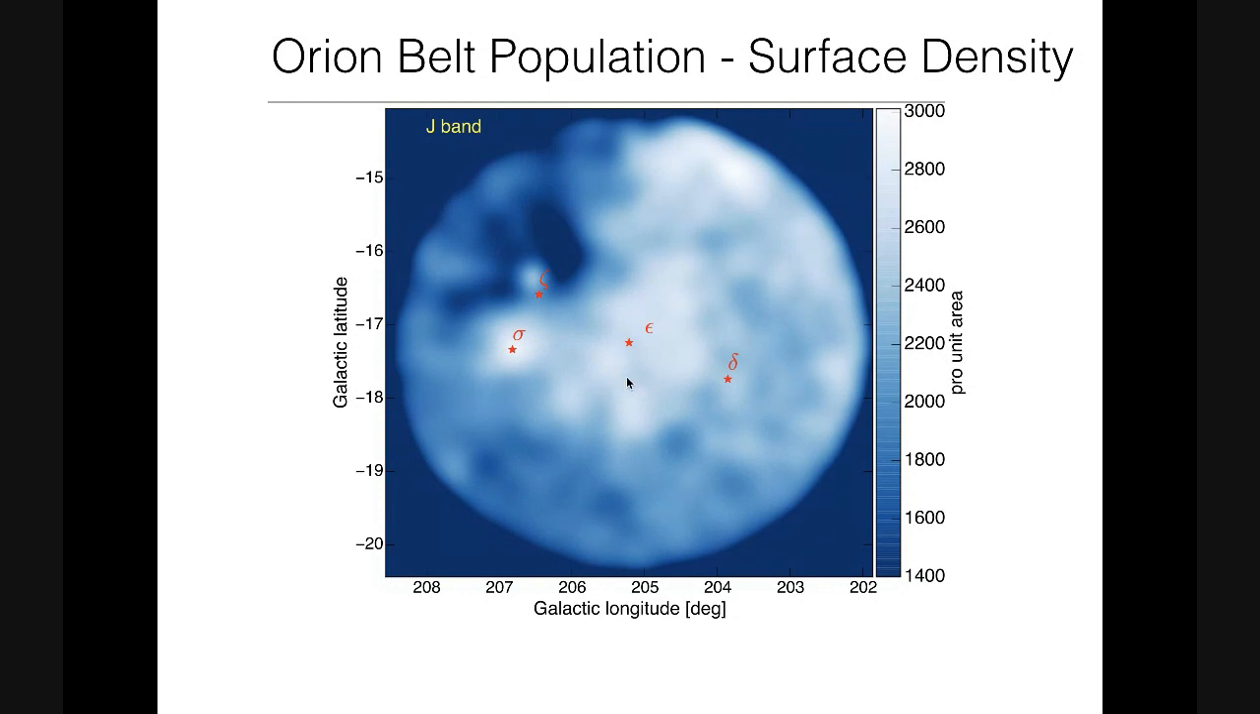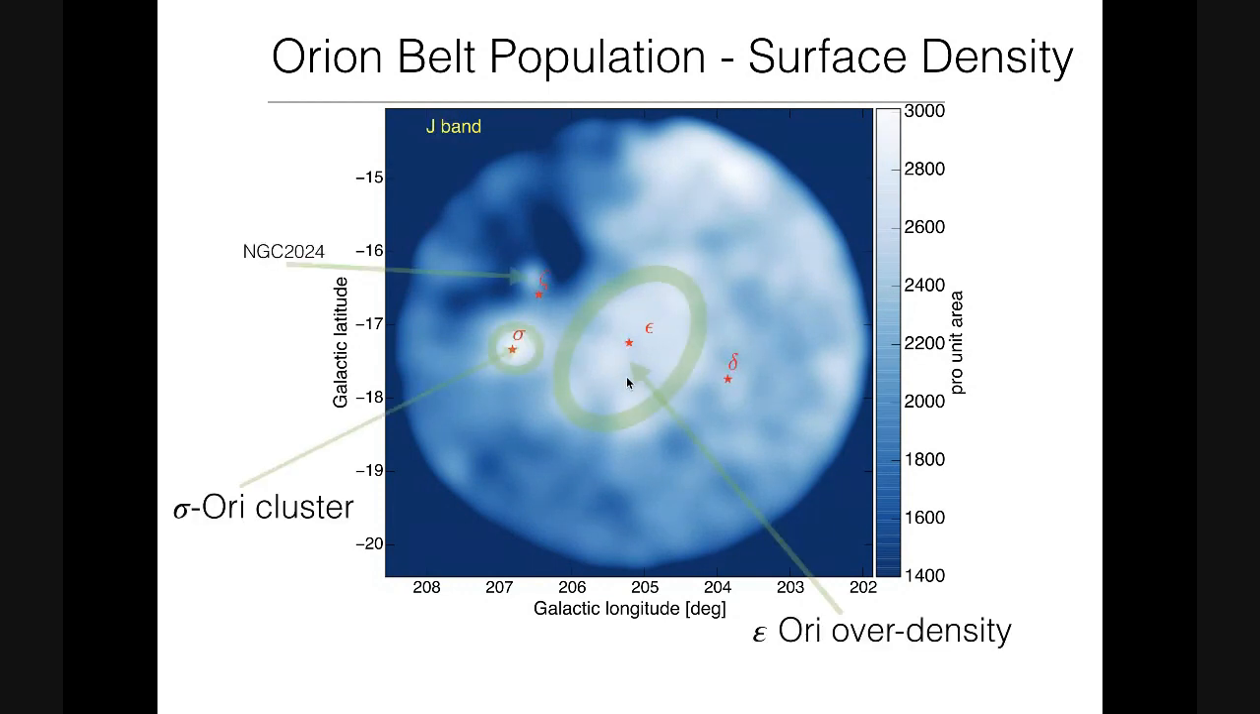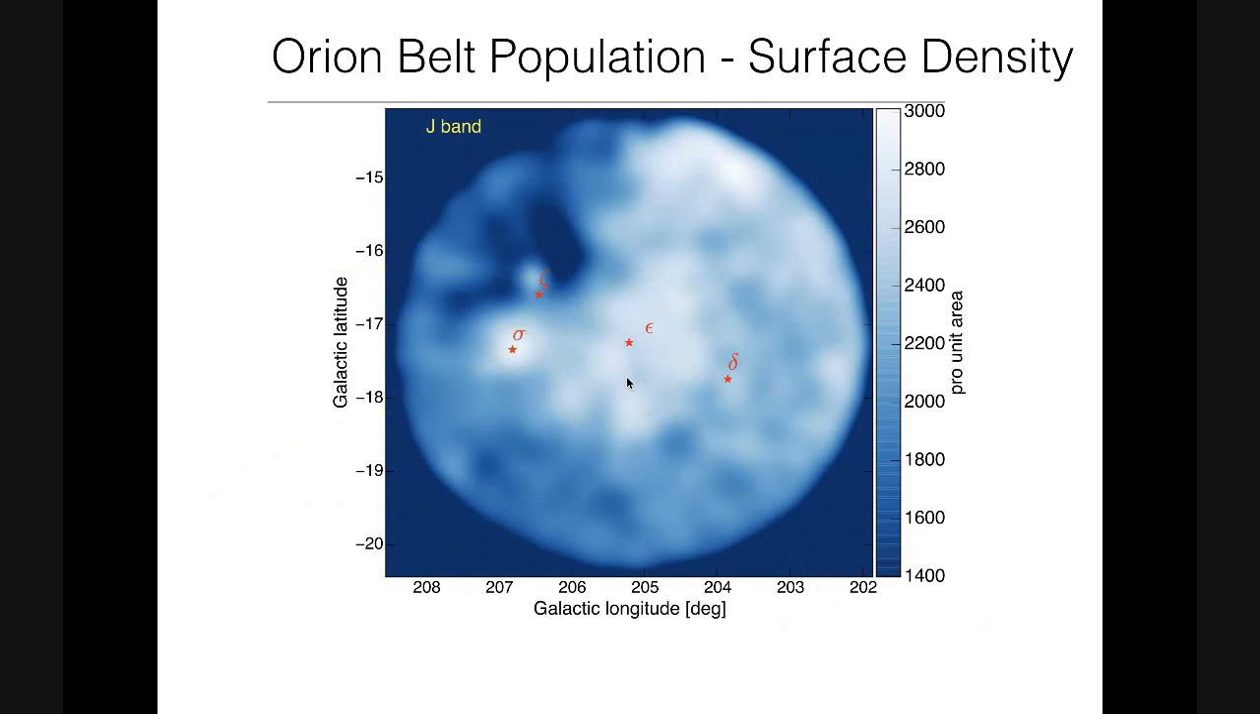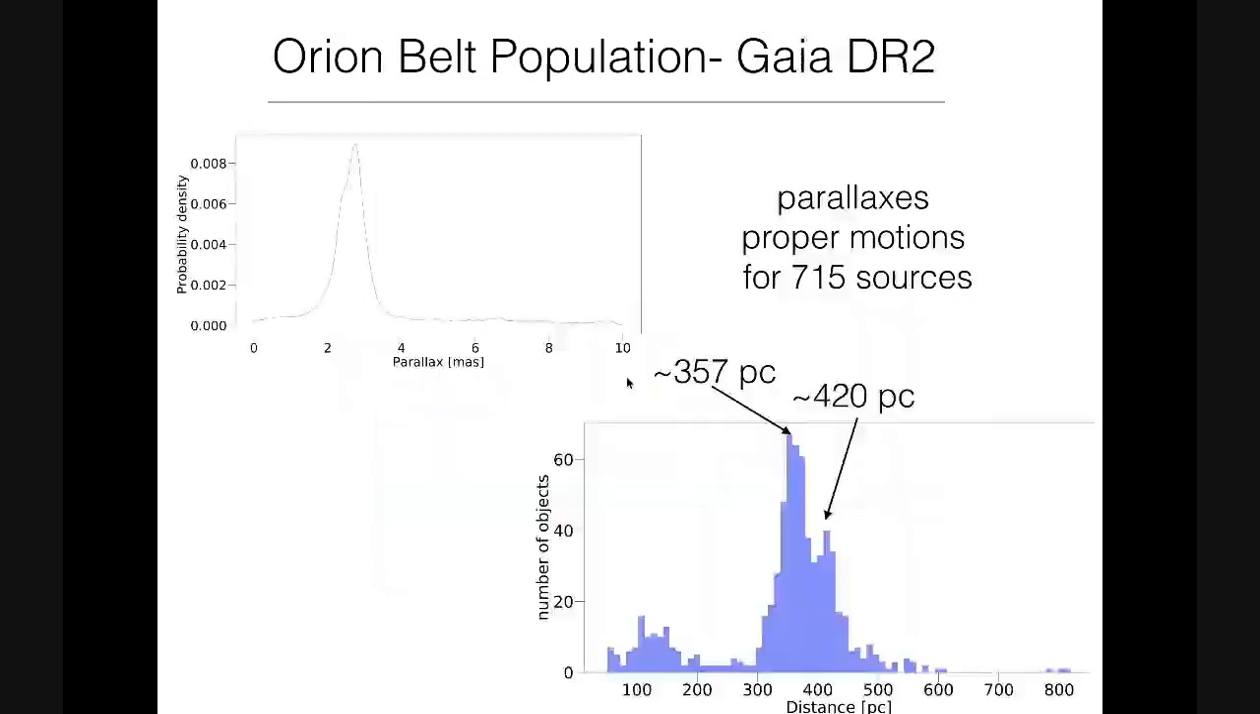We can see immediately that across the covered field, the dense overdensity is not uniform. It is substructured in a quite complex way. But at that time, we focused only on that, assuming that this may be one single stellar population.